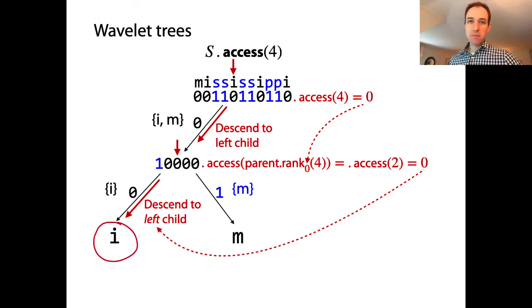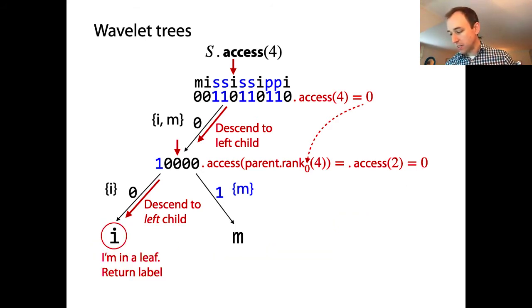Once we get to a leaf, we know what character is at that position that we originally asked about. Okay? I'm in a leaf, so I just return the label. So the answer to the access query is I. And we learned that by descending this tree, doing a combination of access and rank queries on its constituent bit vectors, and then reading off the label in the leaf. Okay? And this in general is how it works.